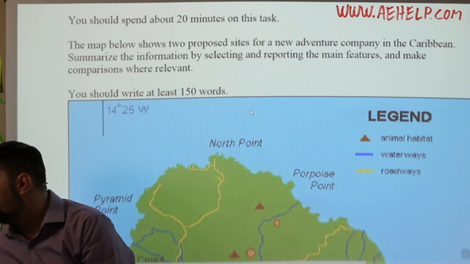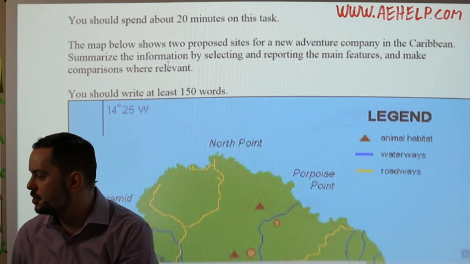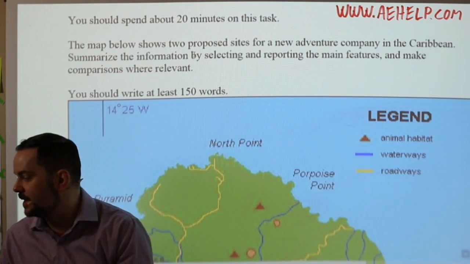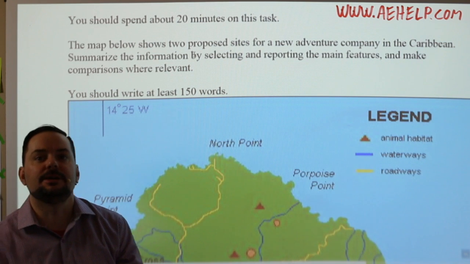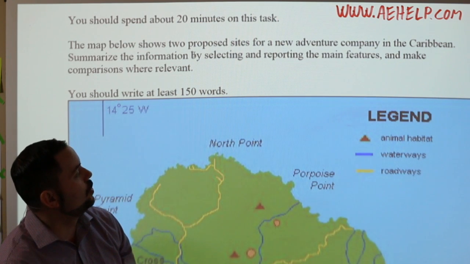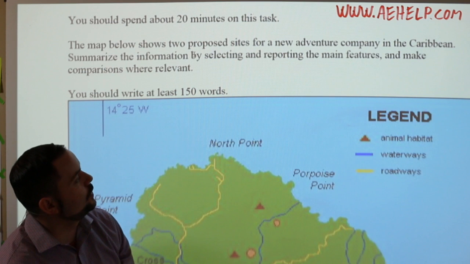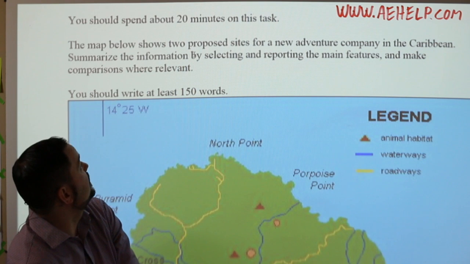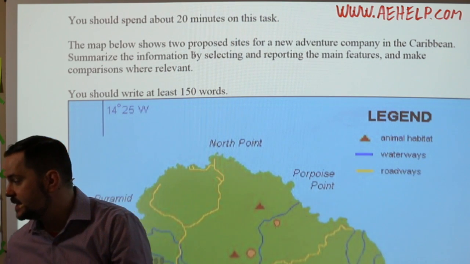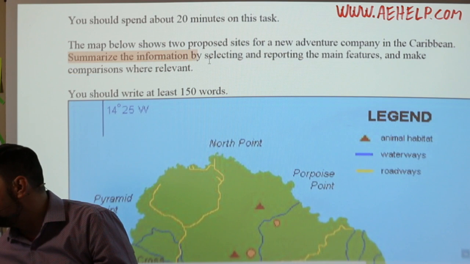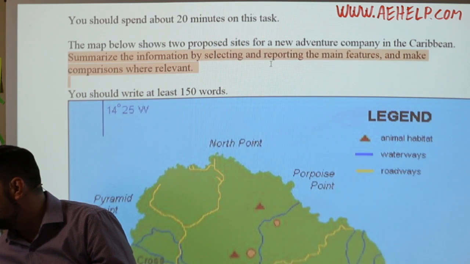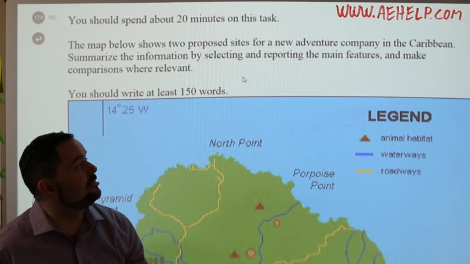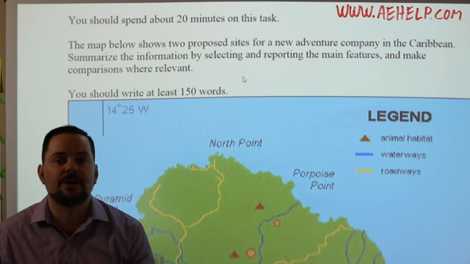Okay, here we go. The map below shows 2 proposed sites for a new adventure company in the Caribbean. So oftentimes maps will ask you to compare and contrast 2 locations. That's very common. And it says here, summarize the information by selecting and reporting the main features and make comparisons where relevant. So definitely that's what you want to do here, okay?